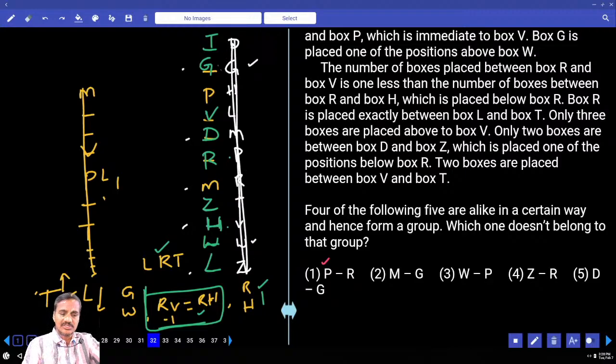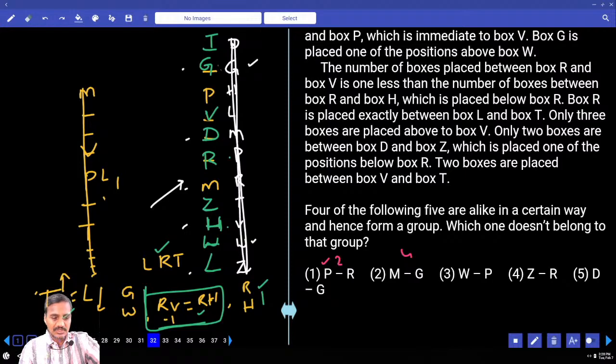Earlier, when we took this, we took this as the base, but in the middle it changed, so we came here. Then coming back to this one, P and R. Now P and R, how many boxes are there? Two. Now between M and G, how many are there? There are 4 boxes.